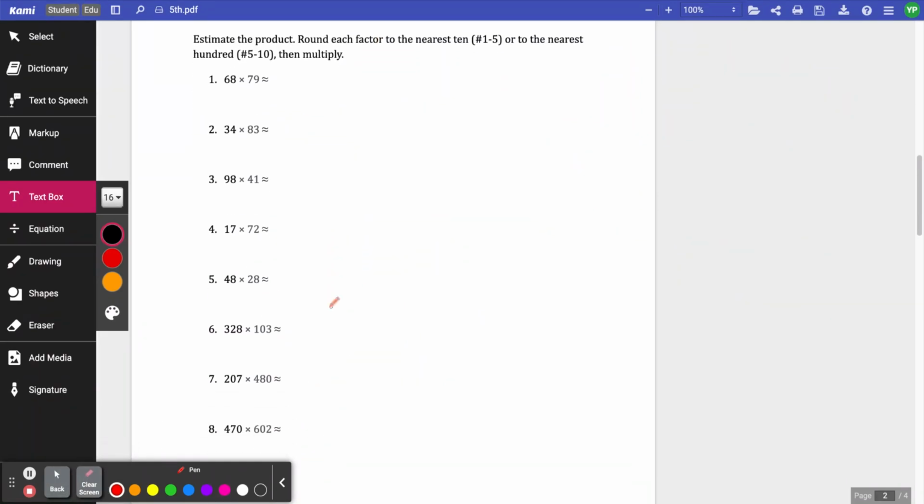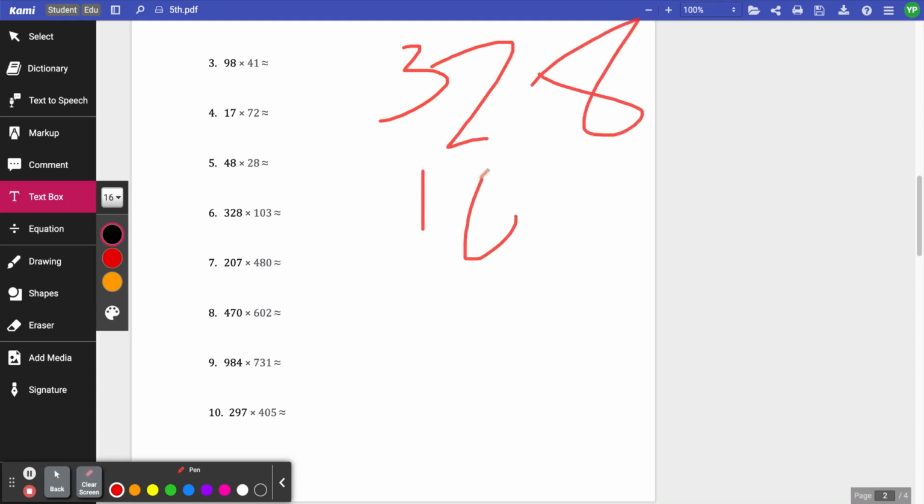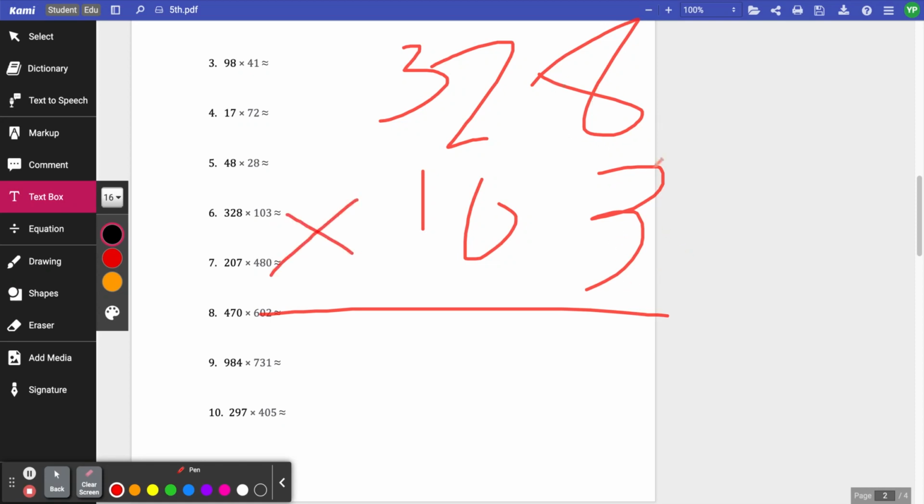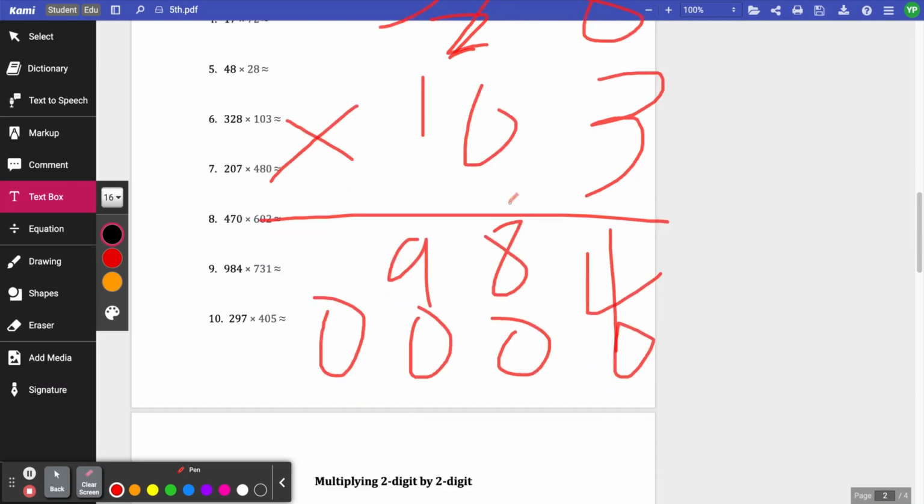Now we'll be looking at numbers 6 through 10, and these ones you round to the hundreds place. So we'll just do one example for this. Times 103. You just have to multiply the same thing, but with 3 numbers. So 3 times 8 is 24. 3 times 2 is 6, plus 2 is 8. 3 times 3 is 9. And the placeholder 0. And then this can just be zeros, right? Because 0 times 8, 0 times 2, 0 times 3 is all zeros.